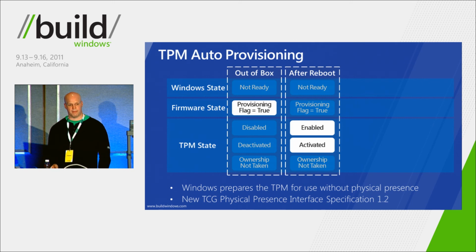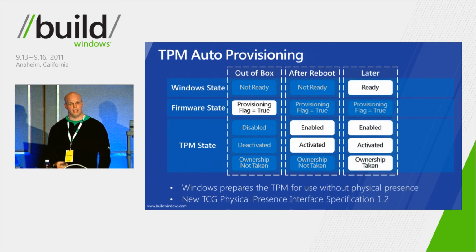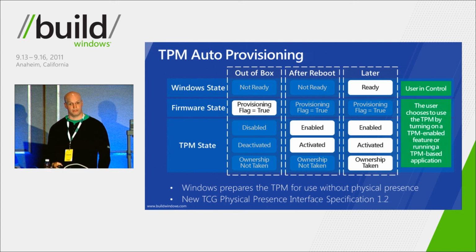After the next boot happens, the TPM state will have transitioned to enabled and activated. And then later on in the same OS cycle, the OS will provision the TPM so it's owned and ready for use. The user is then in control because they can choose to turn on an OS feature that uses the TPM, or they can launch a TPM-based application.